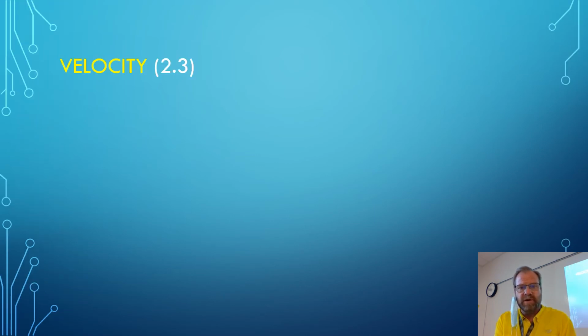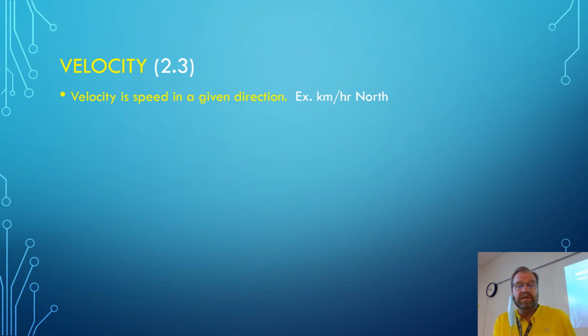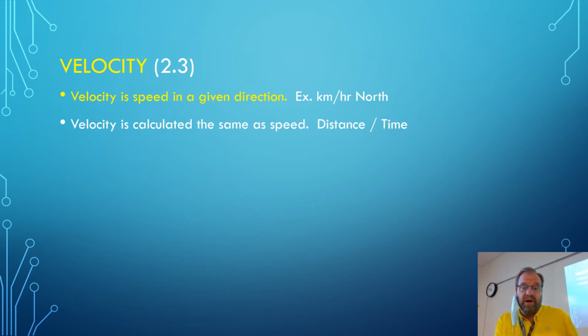Okay, so velocity, we're on to velocity. And like I said already earlier, velocity is a speed in a given direction. Velocity is calculated the same as speed. The only thing I'd like to change though is instead of saying distance per time, because it's not, velocity is actually displacement per time. So there is a difference between velocity and speed, and the difference is distance and displacement.